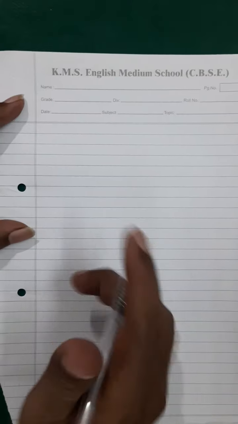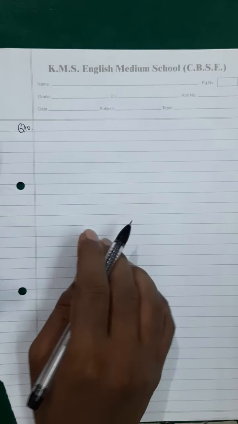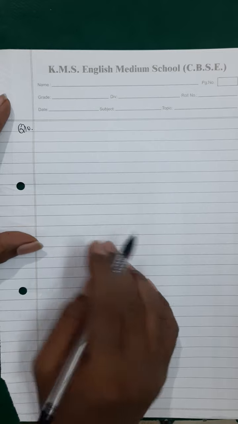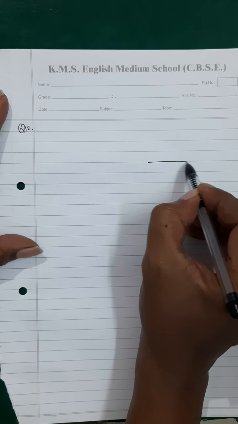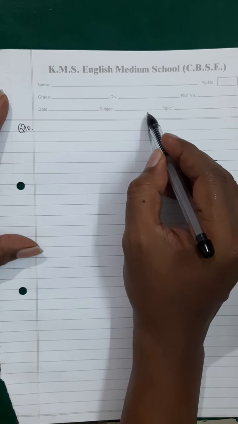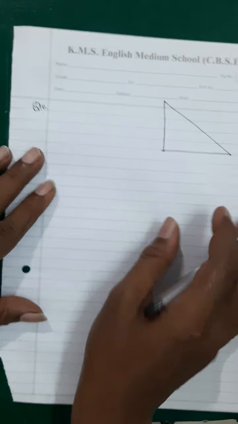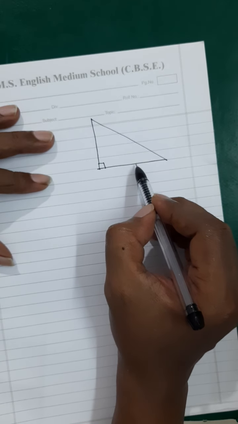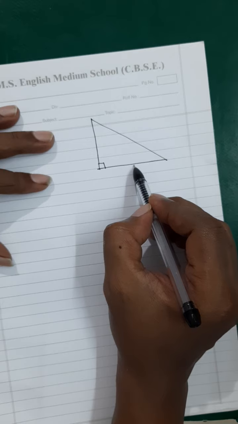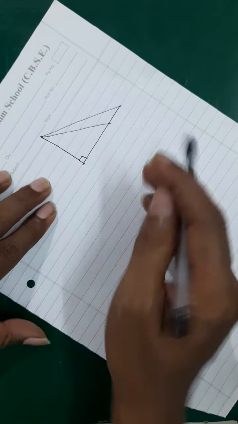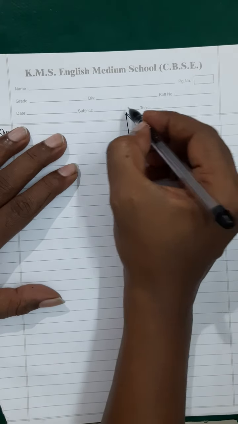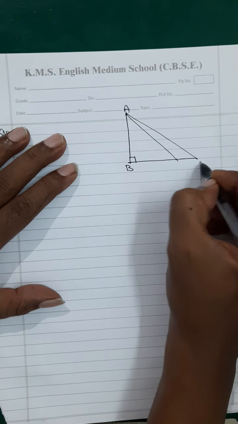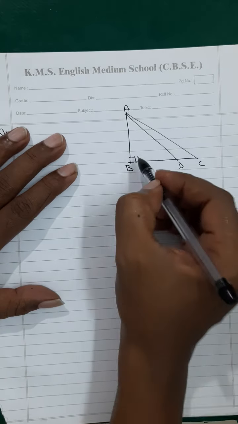See, if I talk about the next question, this is a very easy question. Basically, question number 10. What they have done is that they have given us a triangle, which definitely has a 90 degree angle over here. So this is A, B, C, D. Fine. This is definitely 90 degree.